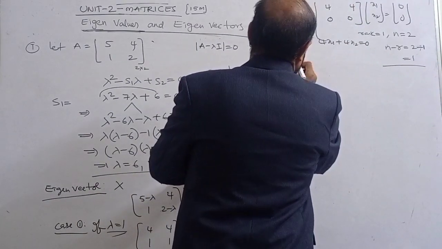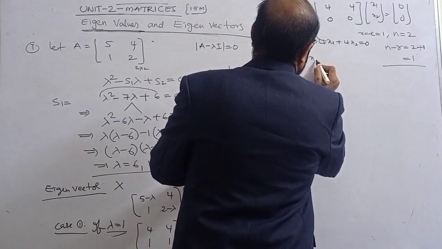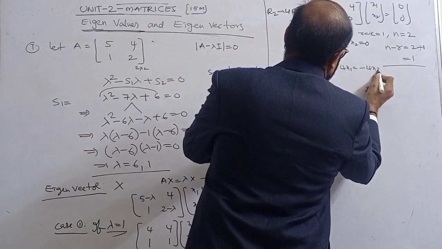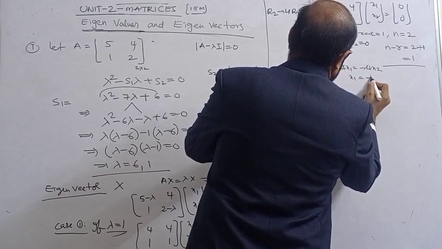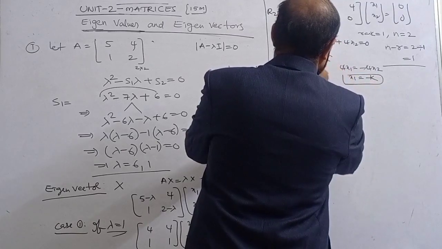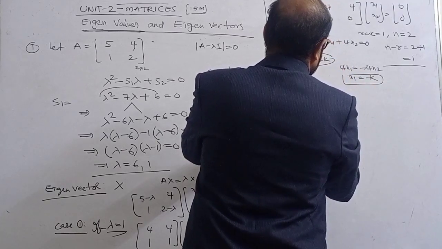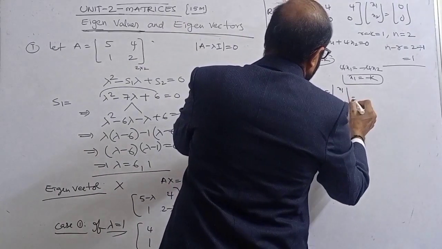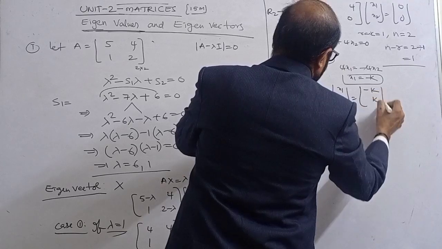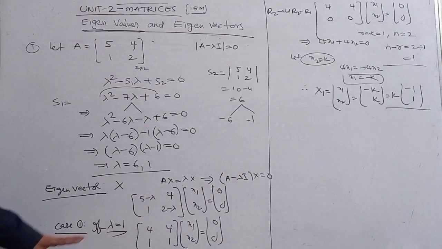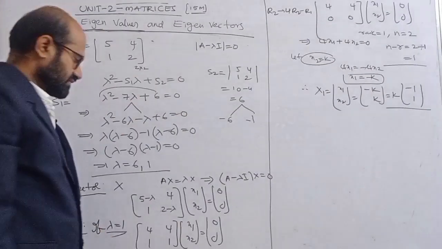So let x2 equal to some k. Then 4x1 equal to minus 4x2, 4 cancels, x1 equal to minus x2, that is minus k. So x1 is minus k and x2 is plus k. Therefore the first eigenvector x1 is minus k and plus k; taking k common, you get minus 1 and plus 1. So if lambda equal to 1, this is the first eigenvector.